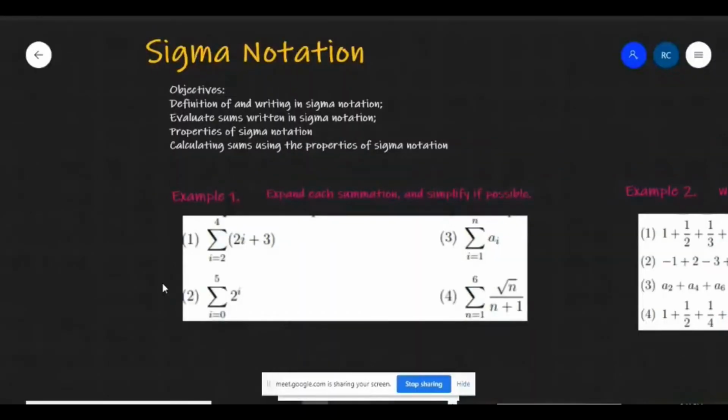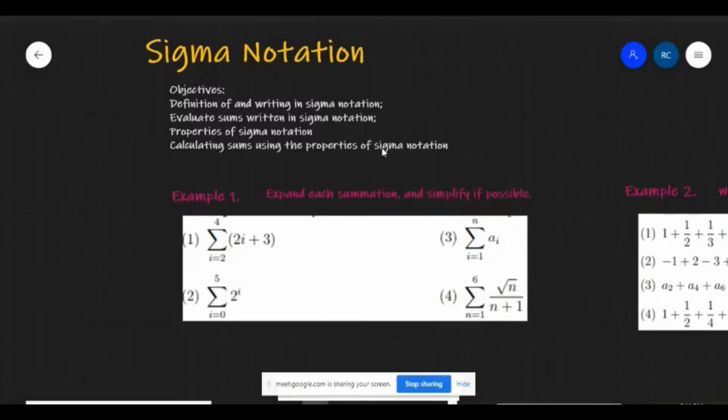So, pag-usapan natin ngayon ay sigma notation pati yung binomial theorem. Okay, objectives. Objectives are definition of and writing in sigma notation. Second, evaluate sums written in sigma notation. Kanyang properties and calculating sum using the properties of sigma notation.